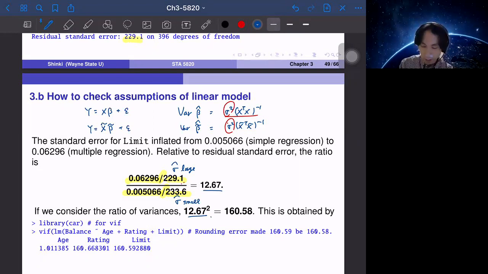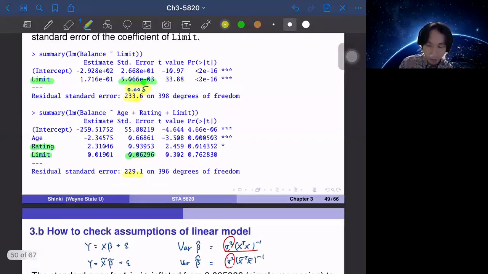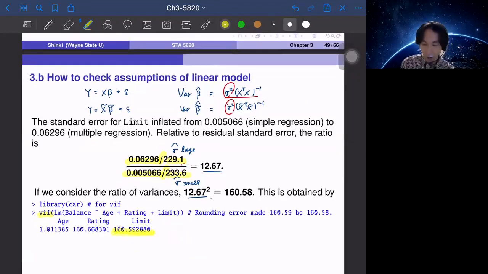If we square this, then this is the variance inflation factor. The variance inflation factor is actually calculated with the VIF function in R, and we can get the same value, 160.59. We have included the limit variable in both regressions, so the ratio of these two is 160.59. There is a slight difference because of rounding error, but the variance inflation factor can be calculated in this way.